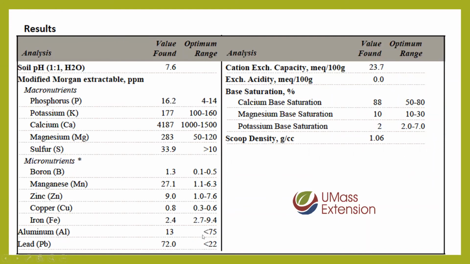I will note that if you get a lead test from University of Massachusetts, they use a slightly different scale because the test is different. So whereas we'll talk about lead levels that are at 150 or 400 or 1,000, they use a slightly more sensitive scale. So anything over 22 for them, because of the way they do the test, is excessive. So you can see this 72 parts per million here of lead is quite a bit over what would be considered safe for people to work in and for children to play around.